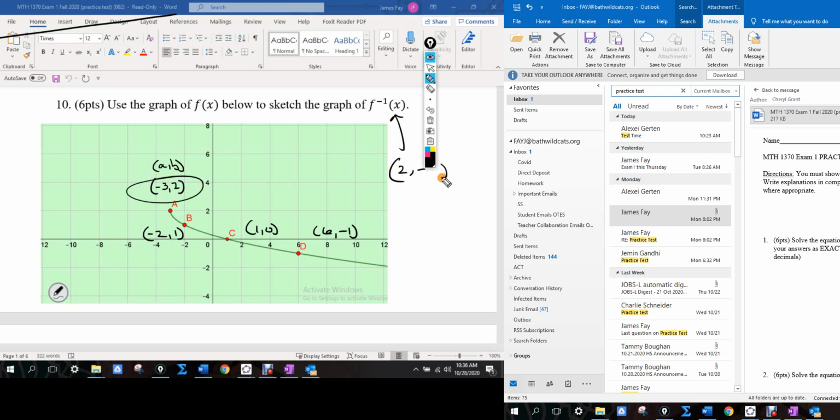Switch the x and y. So (2, -3) would be on f inverse. So then on this test, I'm just going to graph (2, -3). What about this one?